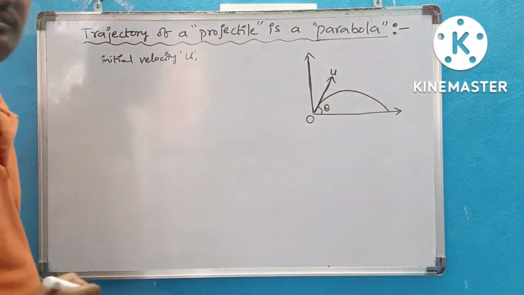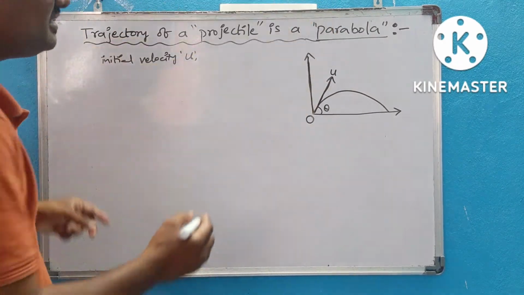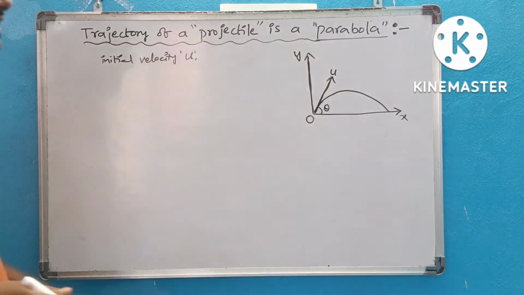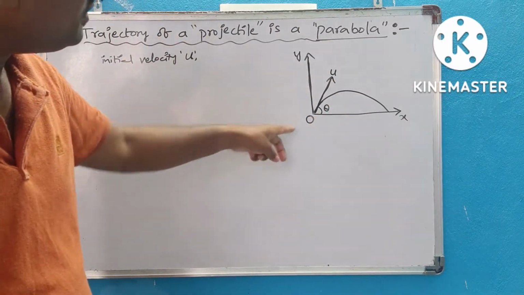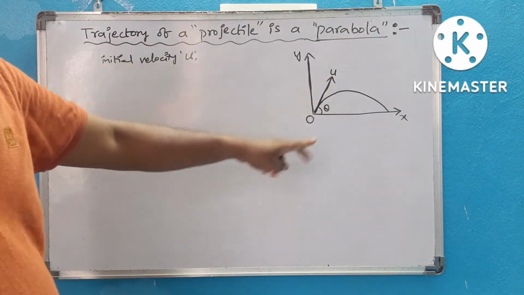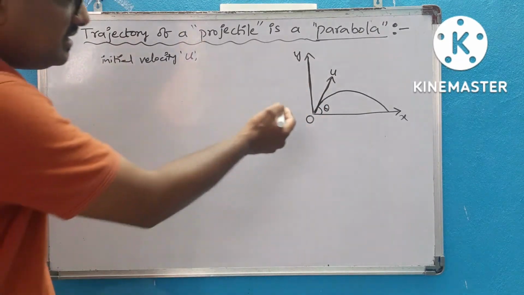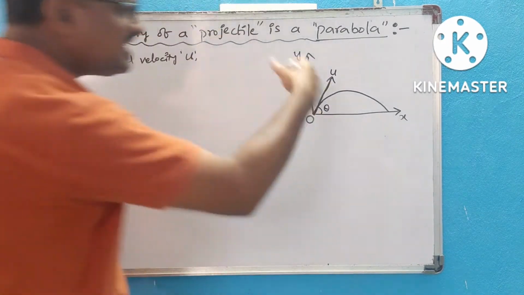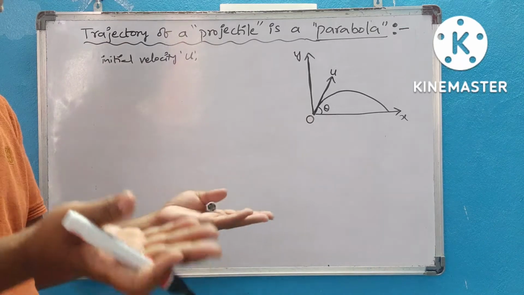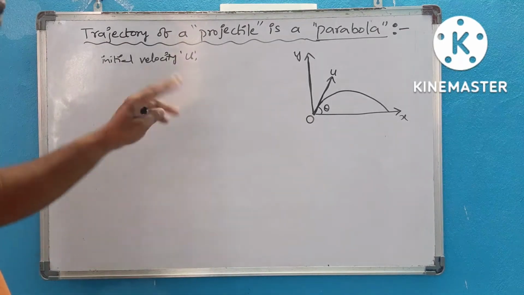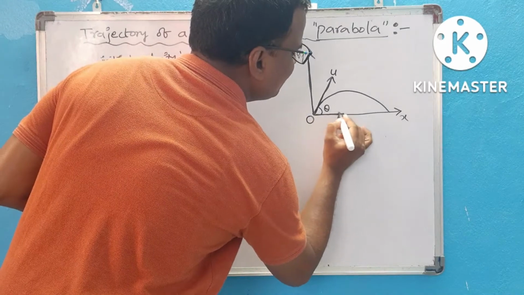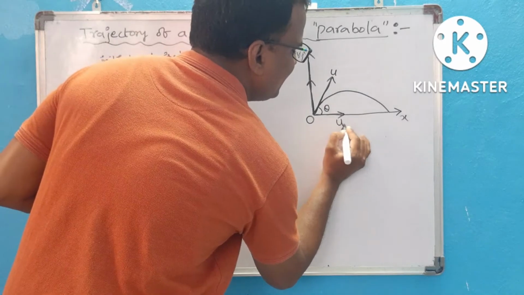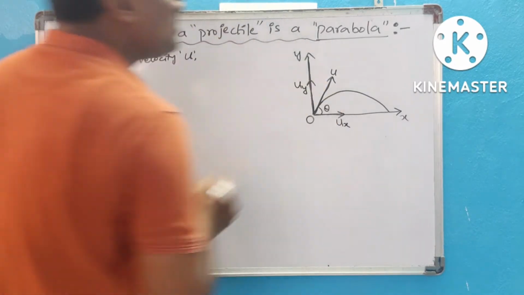Then I can take the resultant velocity direction like this. This is the x-axis, this is the y-axis. Therefore the resultant vector is exactly in the middle of the x and the y. This is the resultant velocity direction u. Here this resultant velocity can be split into two directions, one horizontal and another vertical. The horizontal one is ux and the vertical one is uy.